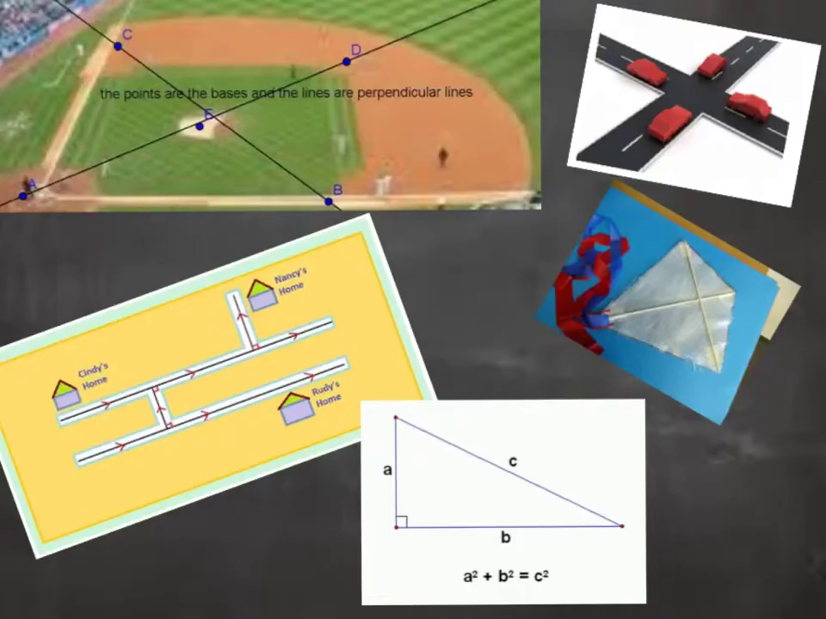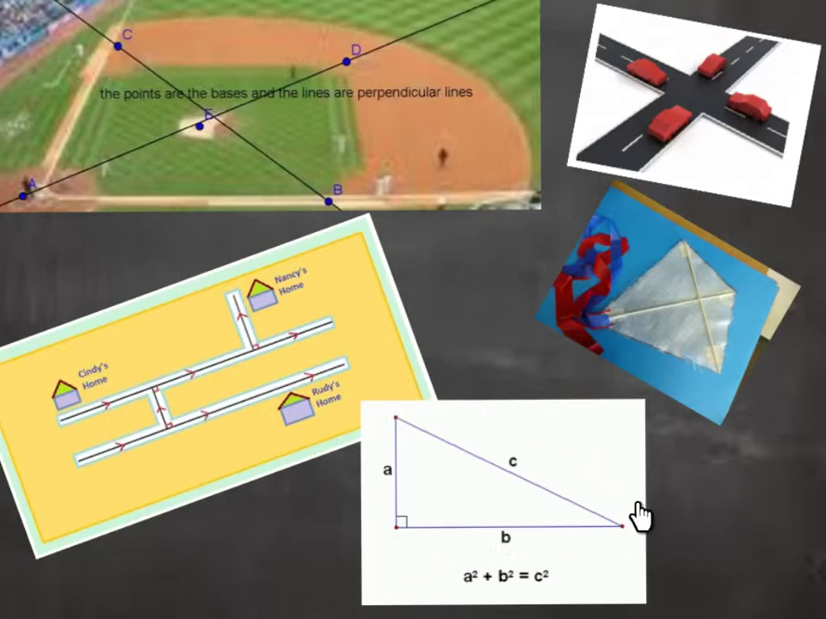Here are some examples of perpendicular lines that we see around us. They use perpendicular lines to create baseball fields, to create that diamond. You see perpendicular lines at intersections for cars when they're driving. You can use perpendicular lines to construct a kite. You can reference streets using perpendicular lines. And perpendicular lines are used in mathematics.